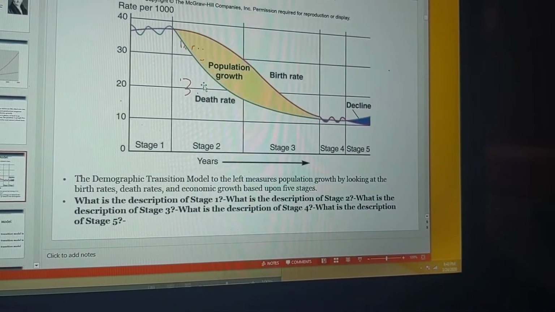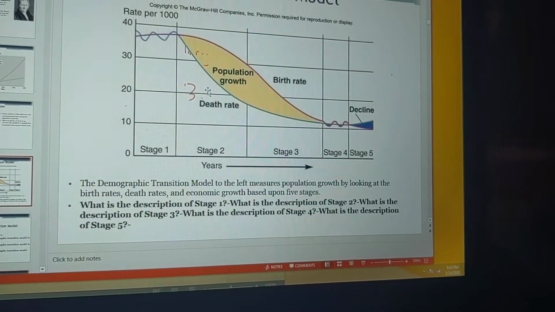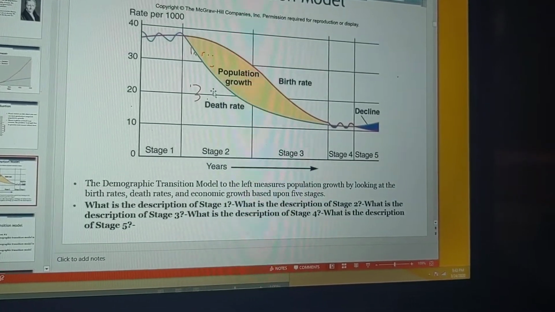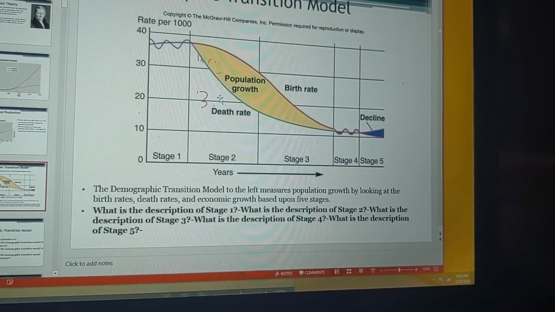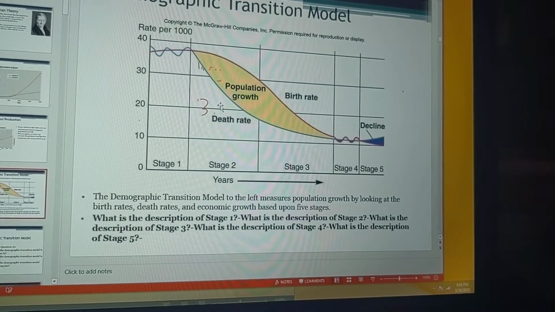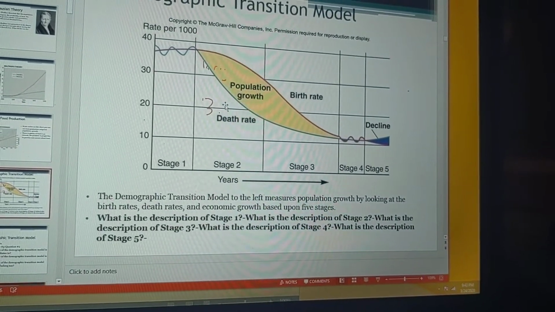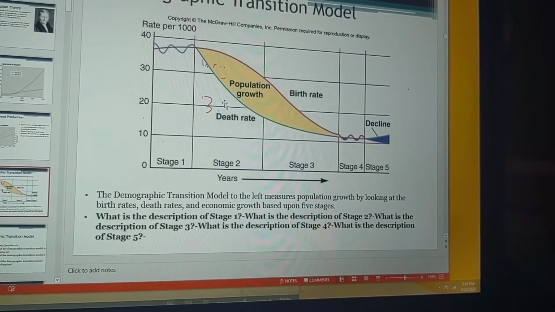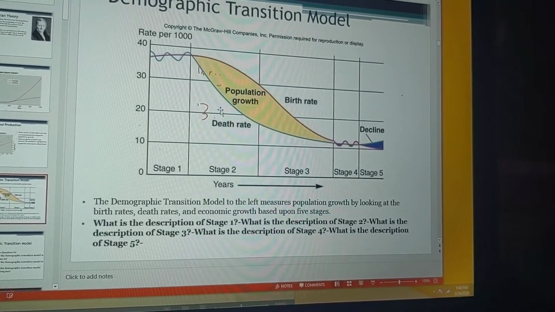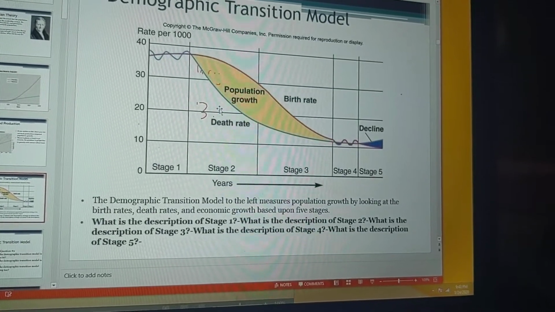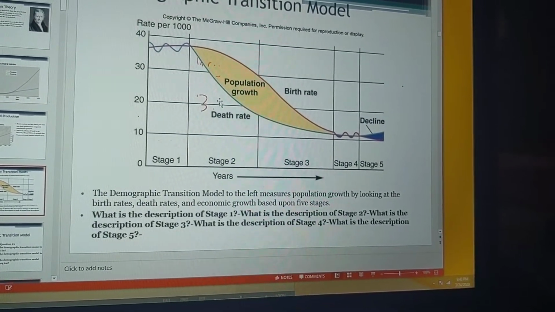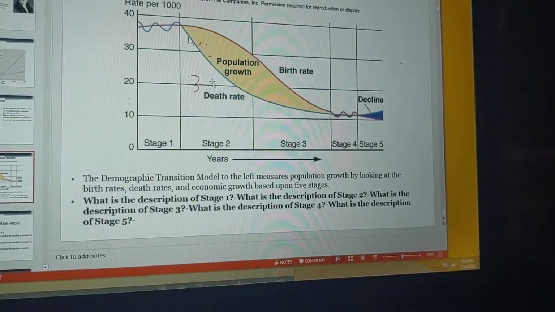Stage 4. Post-industrial society. Like we are here now. Or Japan. Or most of Europe. Canada. Okay? You can also throw in Argentina. You have low birth rates, low death rates. People are not having as many children. But not only that, you also have low death rates because more people die because of old age, okay?